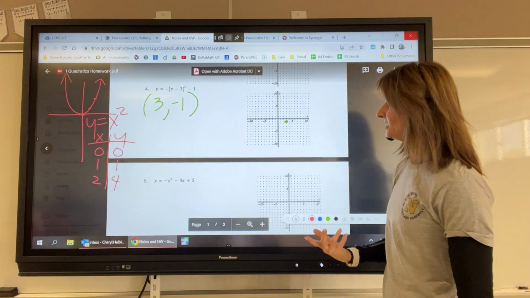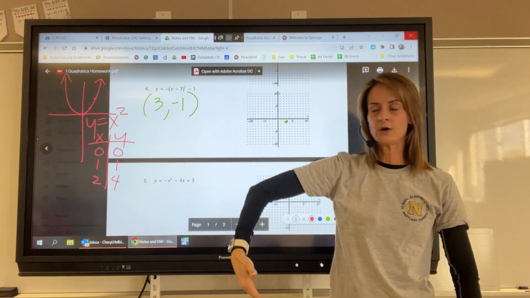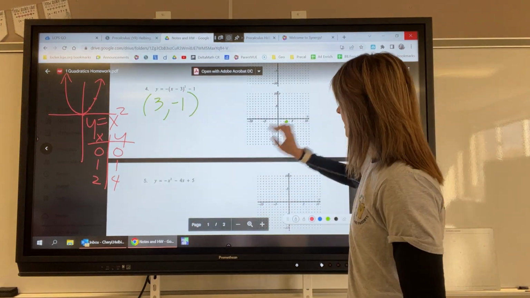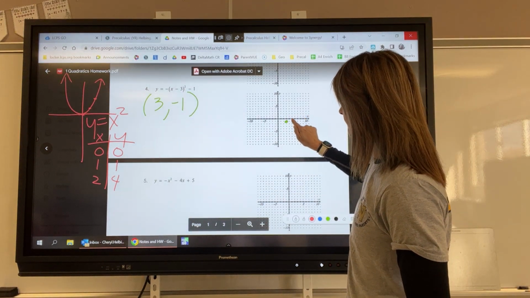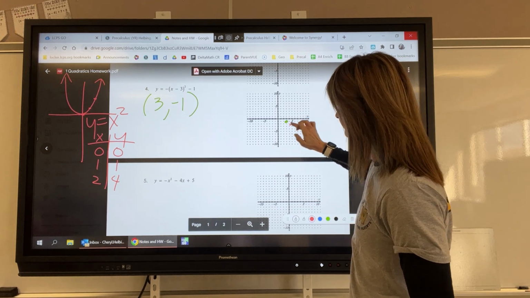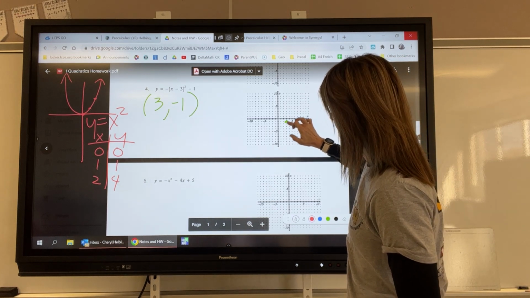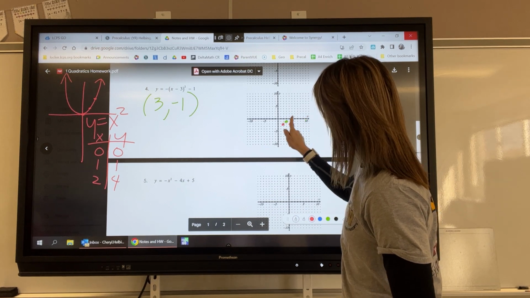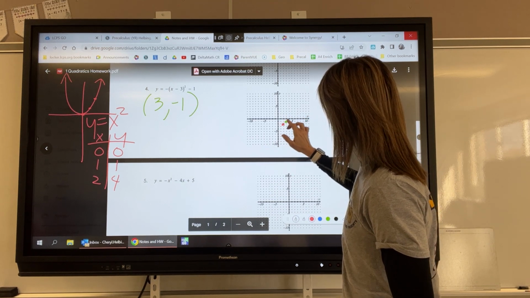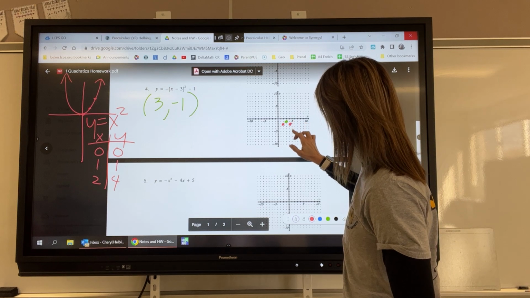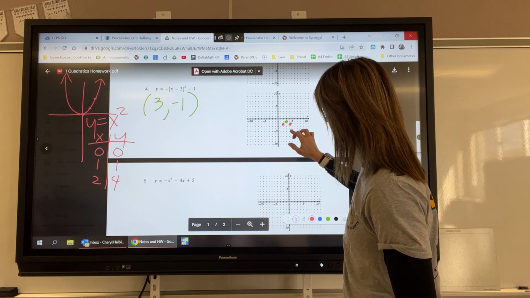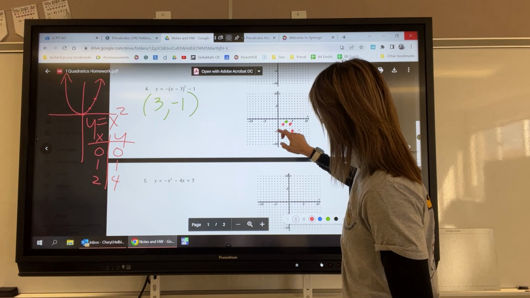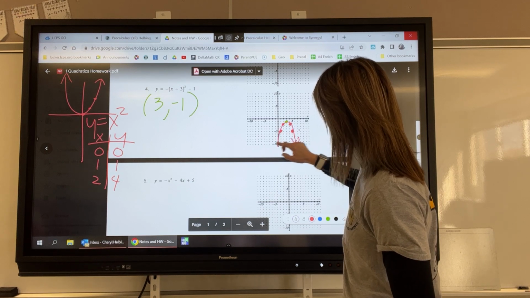If I just use transformations from here, and I know it's opening down because the leading coefficient is negative, I can from here go right 1, down 1. And I need to make these bigger because I was reminded about that. And then left 1, down 1, and then I can go right 2, down 4, and then draw my graph, okay?